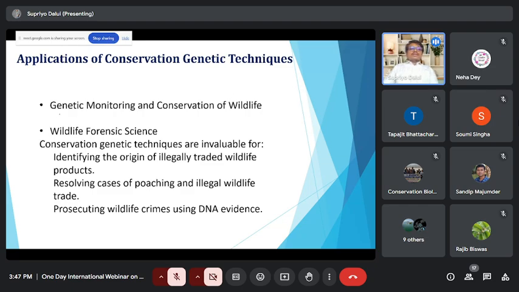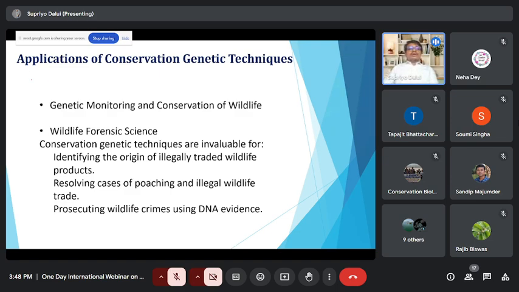So the basic fundamental concepts in conservation genetics that I discussed until now, what is Hardy-Weinberg theory, how Hardy-Weinberg theory helps us to understand the genetic diversity and the genetic variation that is happening in the population, and how we can incorporate this principle to study wildlife genetics using different kinds of molecular markers. So that is the application part of the conservation genetic techniques.